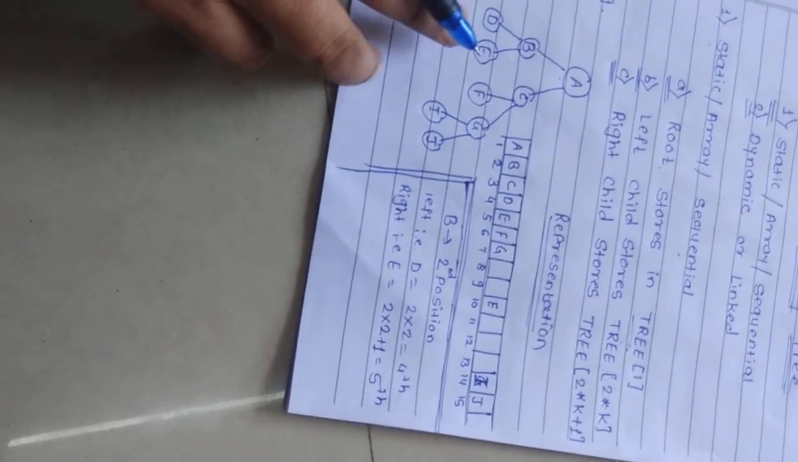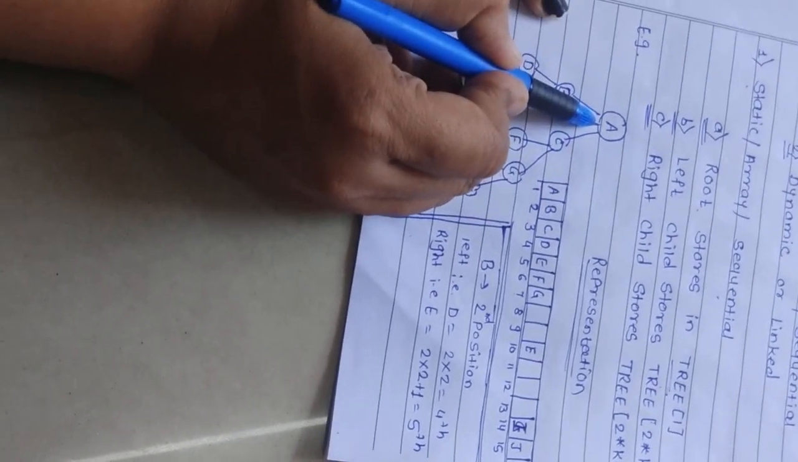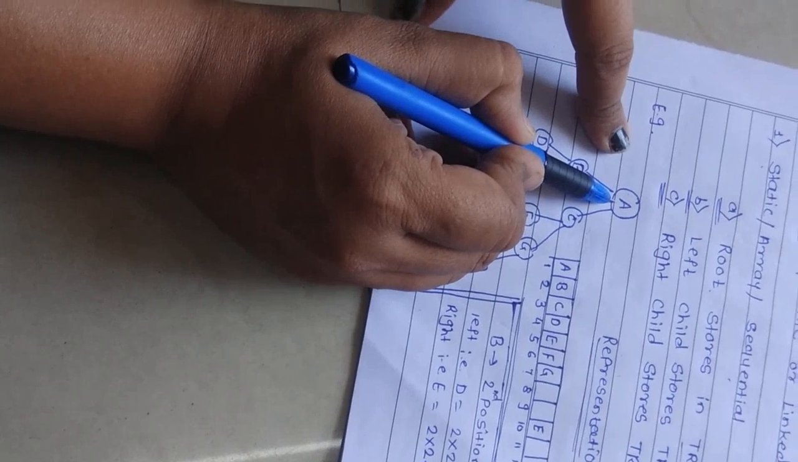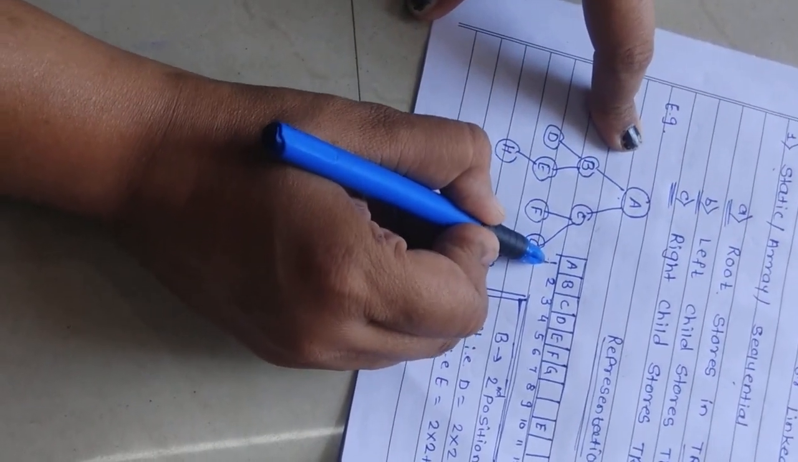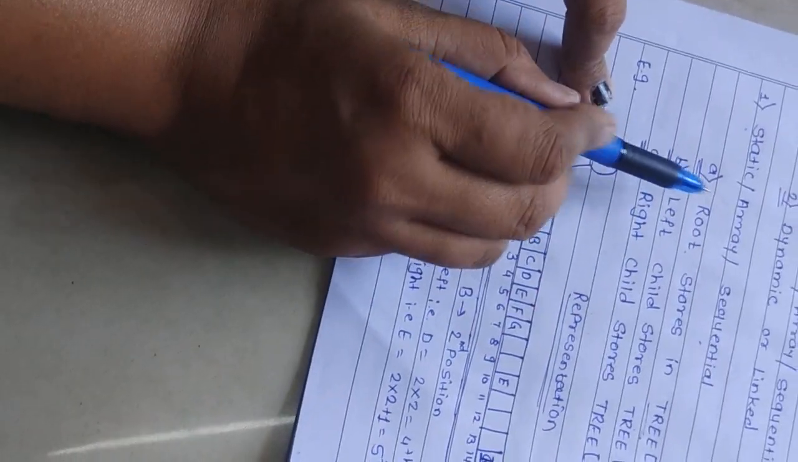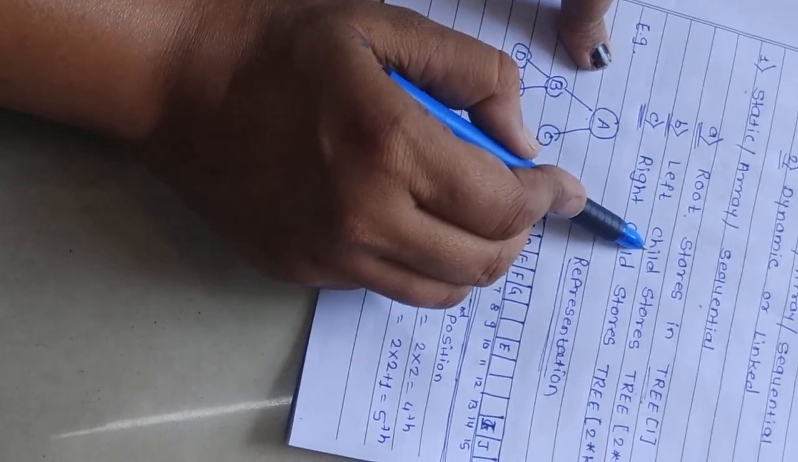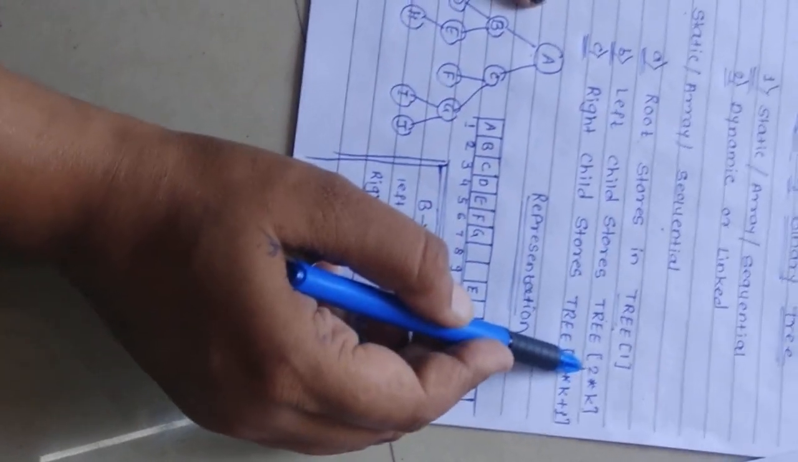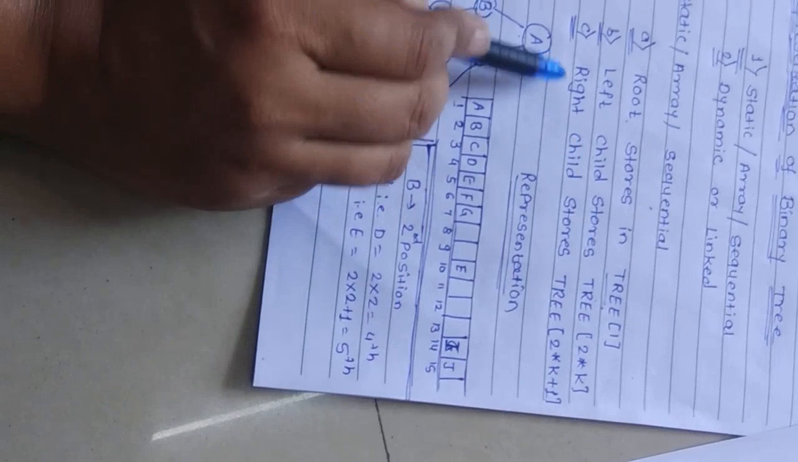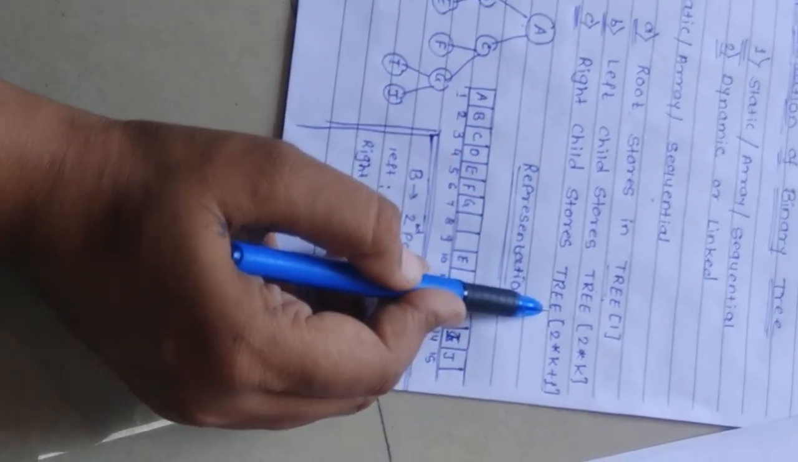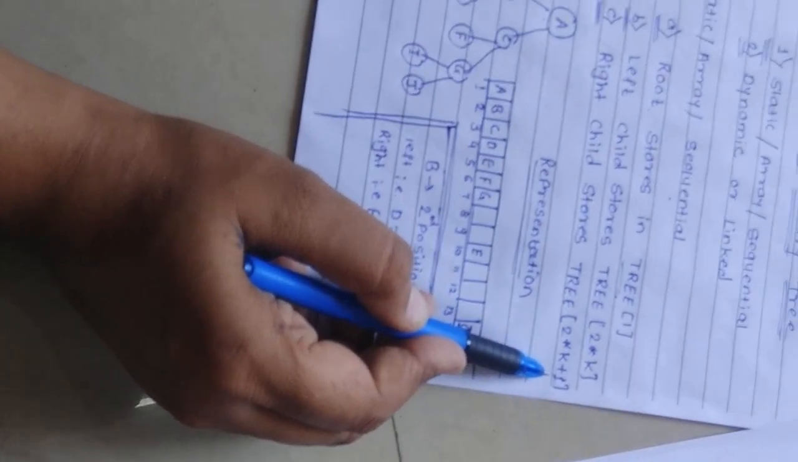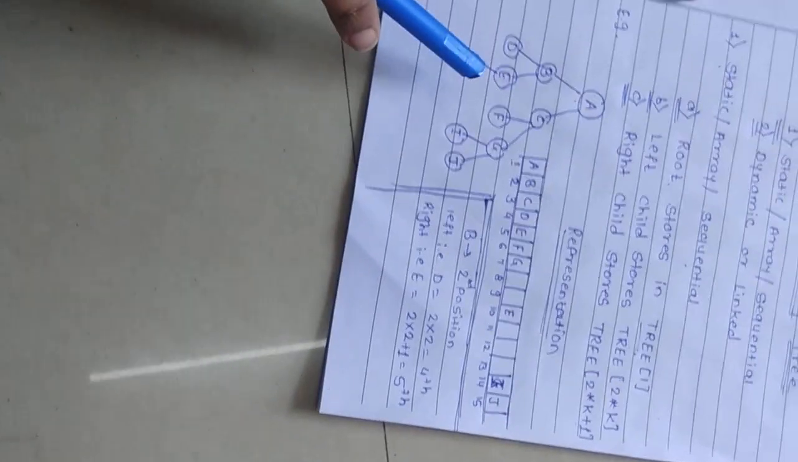Now look at this figure. Here A is the root node. So A is always stored in the first position of the array. Now according to the rule, the left child is stored at position 2 into k, and the right child is stored at the position of 2 into k plus 1.